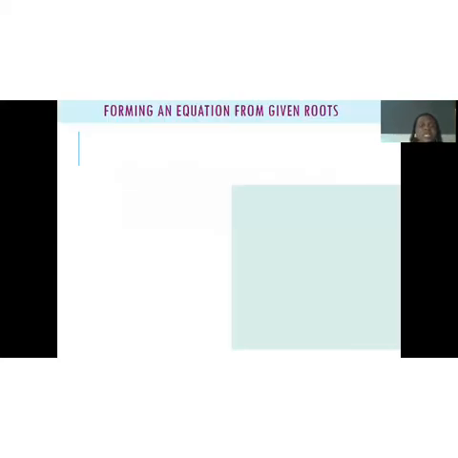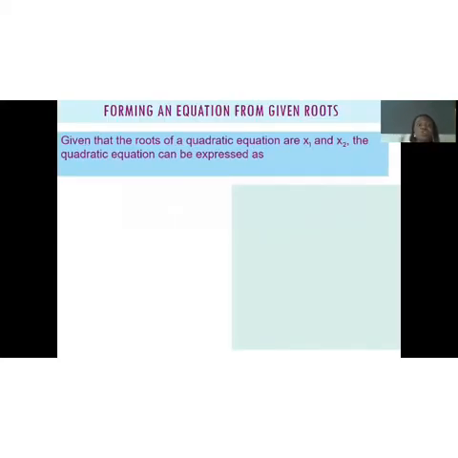So let's move on. Now, what about this? I told you we're also going to do some manipulation with roots. So what if you're asked to form an equation and they've given you the roots? How do you do that? Given that the roots of a quadratic equation are x1 and x2, the quadratic equation can be expressed as (x minus x1)(x minus x2) equals 0.